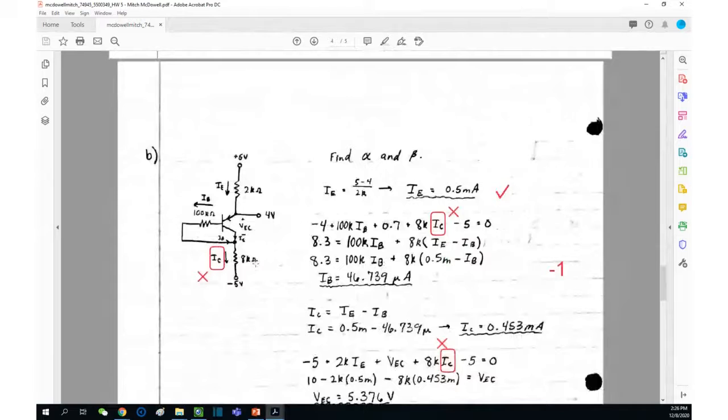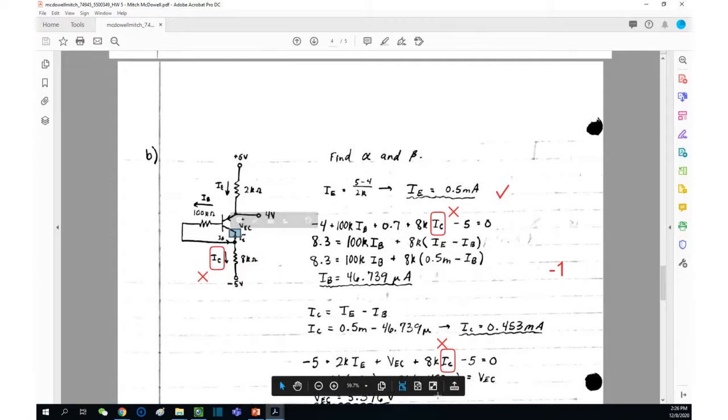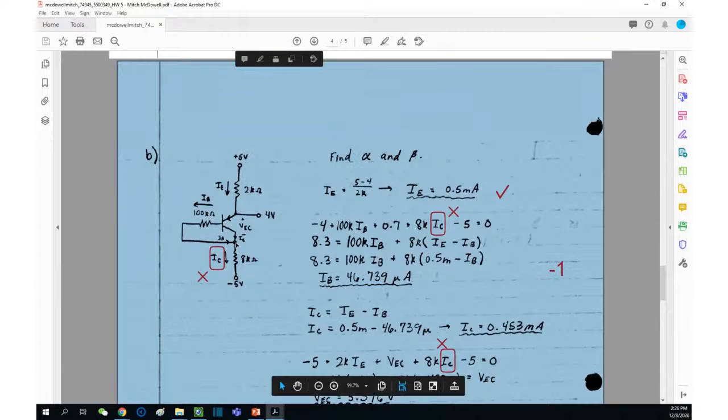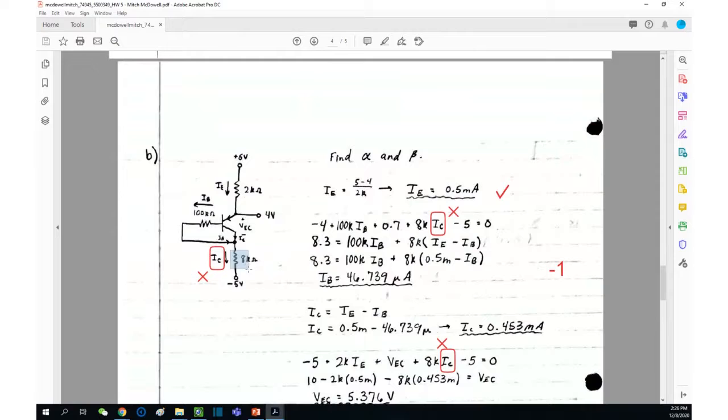Similar thing here. What's the current flowing through the 8K down here? Of course, by grading here, IC is wrong. This is absolutely not IC, for the same reason: IC is here, IB is here. With KCL at this collector, you get IE, which equals IC plus IB, going through the 8 kilo ohm.